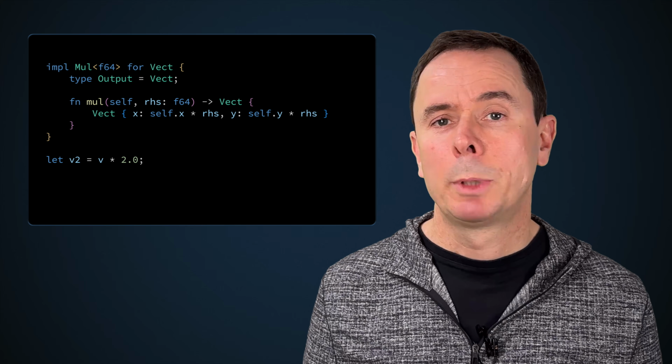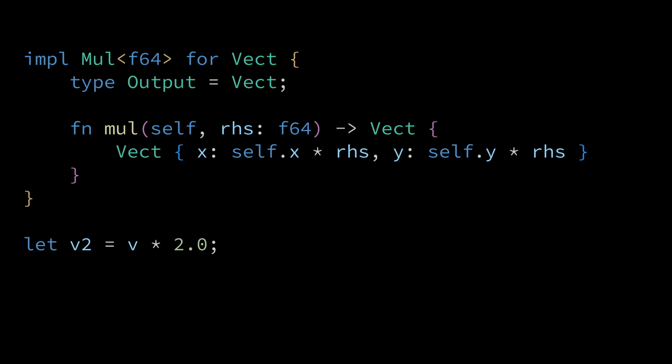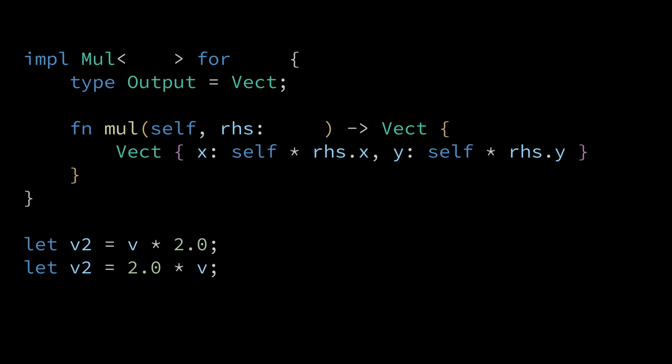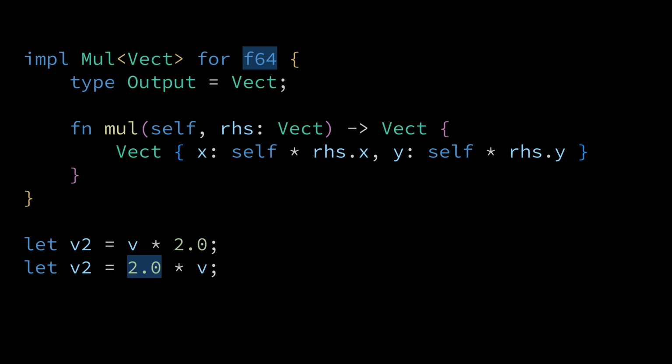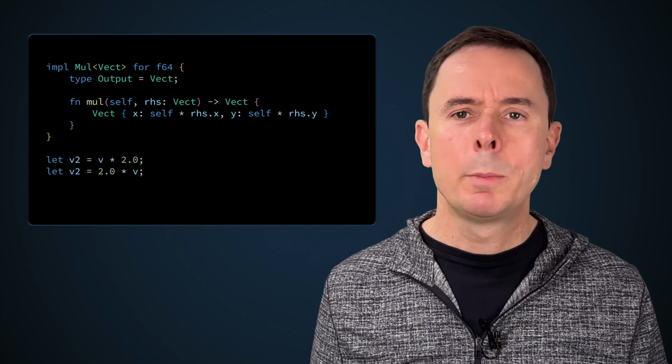Now this kind of multiplication should be commutative. I should be able to multiply a scalar by a vector and get the same result. But right now this doesn't compile. There is no definition for multiplying an f64 on the left with a Vect on the right. Can we support that? Well, yeah, we just swap the types, right? So now we say impl Mul Vect for f64. The type on the left is the Self type, f64, and the type on the right is Vect, the generic argument, and this works. But wait a minute, what about the orphan rule?